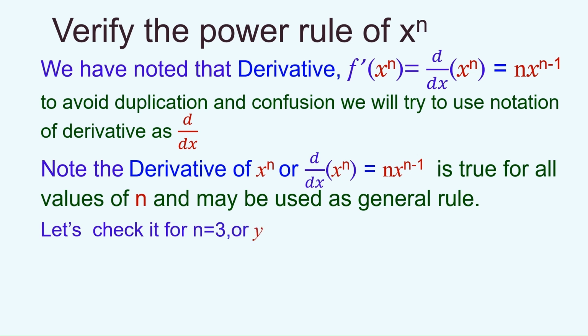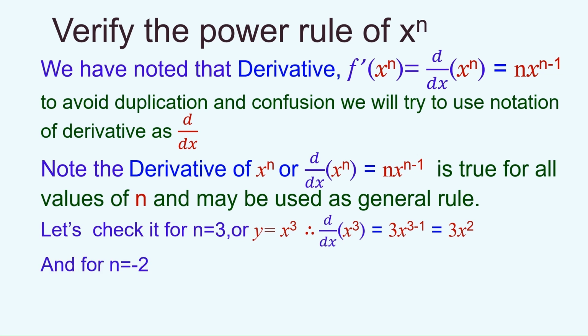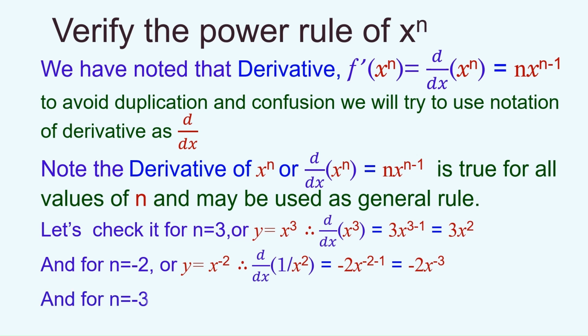For n = 3, y = x cubed. Therefore d/dx of x cubed equals 3 times x to the power of 3 minus 1, equals 3 times x squared. And for n = minus 2, y = x to the power of minus 2. Therefore d/dx of x to the power of minus 2 equals minus 2 times x to the power of minus 3. And for n = minus 3, y = x to the power of minus 3. Therefore d/dx of x to the power of minus 3 equals minus 3 times x to the power of minus 4.